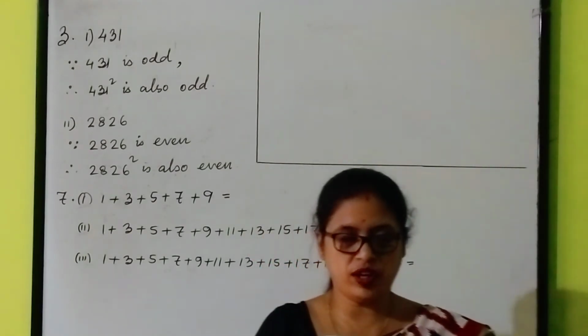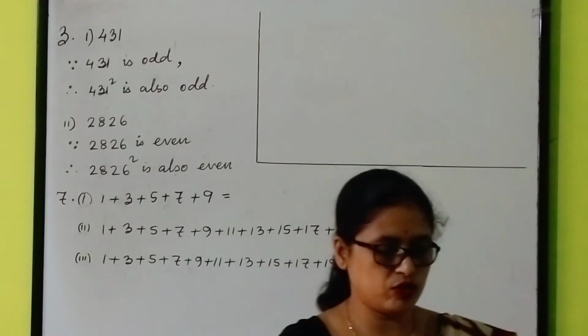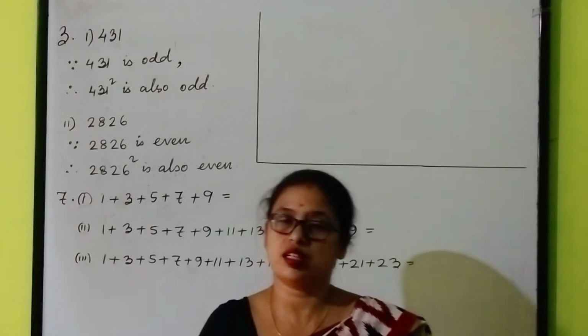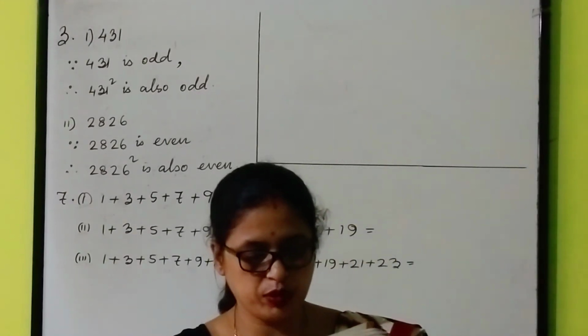Now question number 4, 5, 6 patterns. You cancel it. Not required. Question number 4, 5, 6 are cancelled from the syllabus. Come to question number 7.